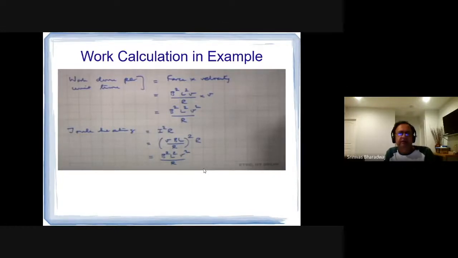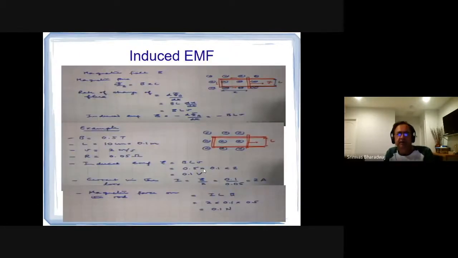And what is the corresponding? The work done is going to lead to I square R worth of energy being consumed, right? So that's how the whole thing lines up.